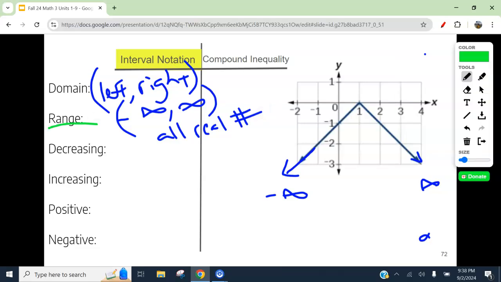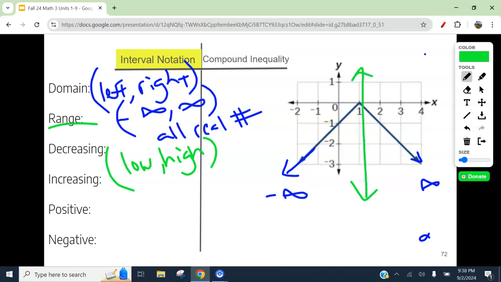I'll start clearing off my screen in just a moment. But range, much like domain, range is a small number to big number, but range is from low to high. And this is the only time we will use y values. Since we're talking about lowest to highest, we're going to need to use y values, not x values. Any other time, use x values.